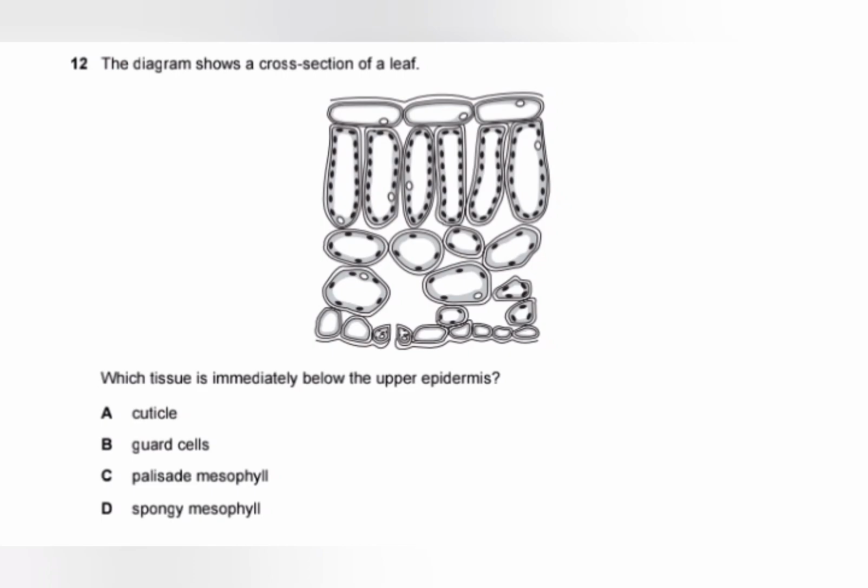So the next one is saying the diagram shows a close section of a leaf. Which tissue is immediately below the upper epidermis? So we have cuticle, then guard cells, palisade mesophyll, then the last one is D, spongy mesophyll. So the correct answer here is going to be C, which is palisade mesophyll.